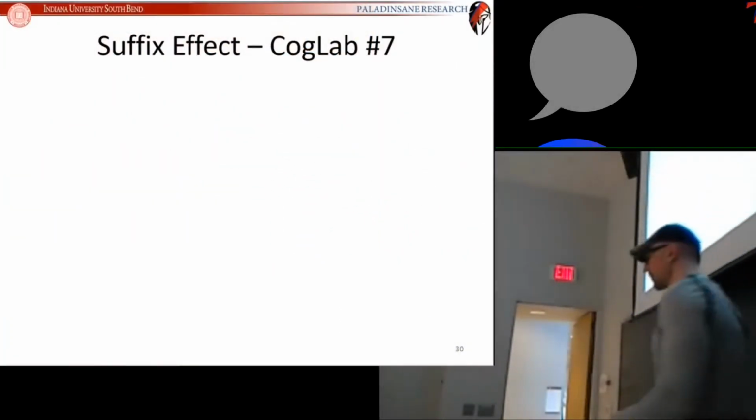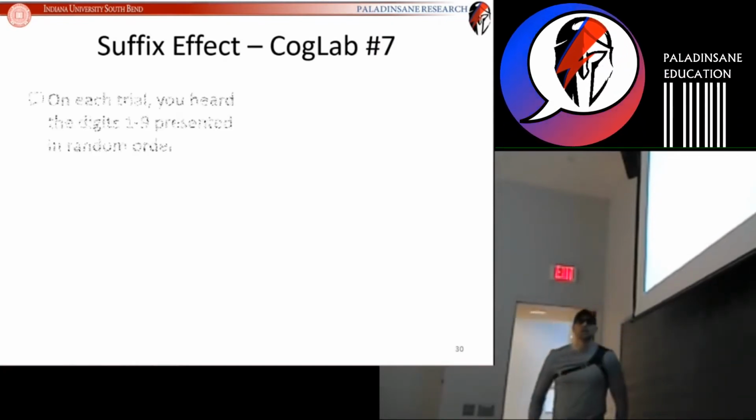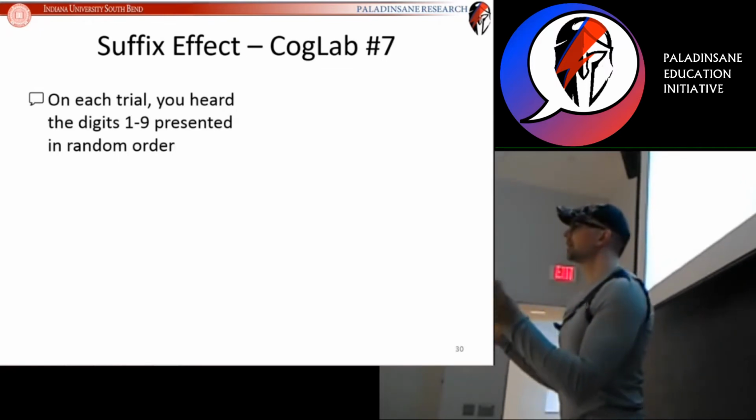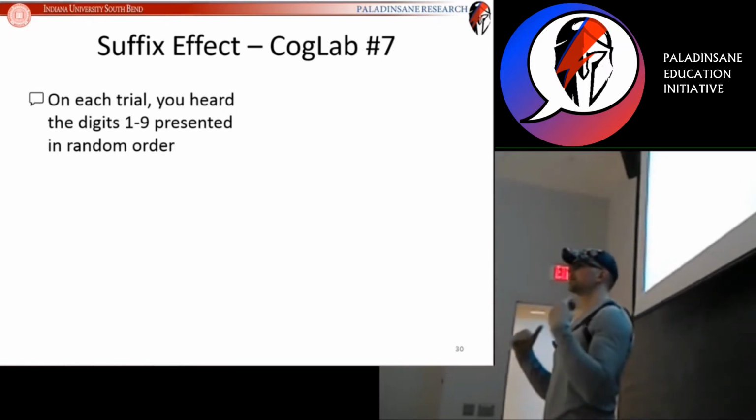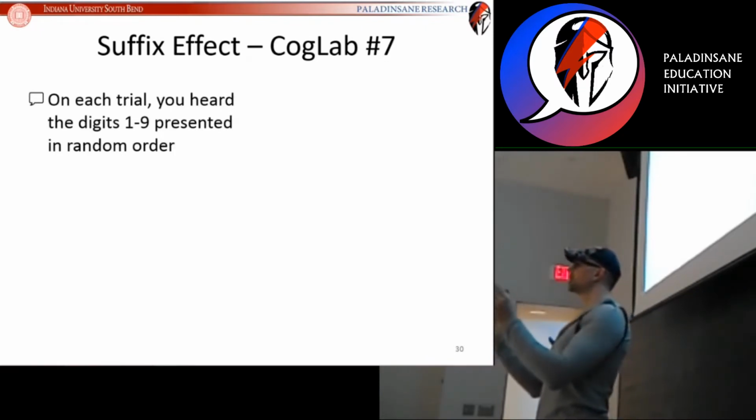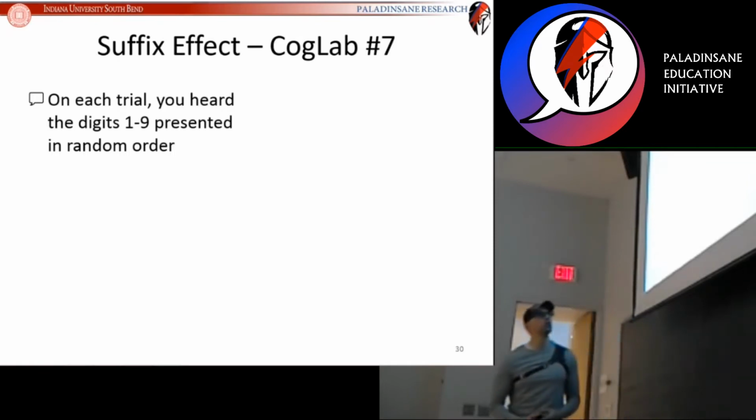So the suffix effect was the CogLab that you were asked to do. In this CogLab, what they're doing is taking a look at the structure of your short-term working memory. So they want to know what the characteristics, the principles, are that underlie your short-term working memory.